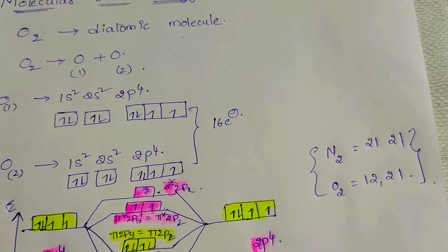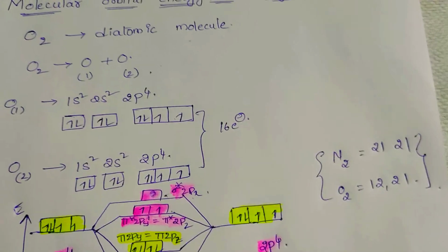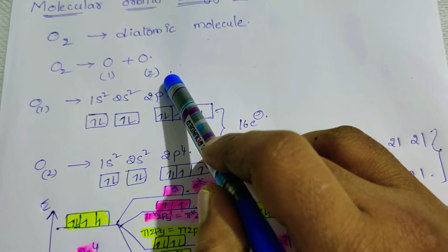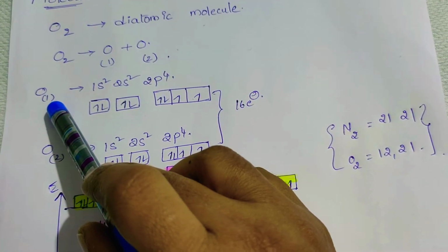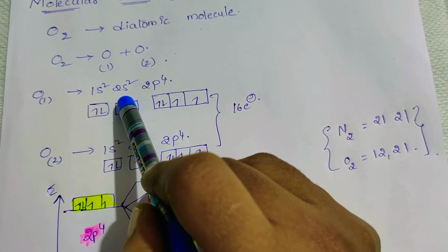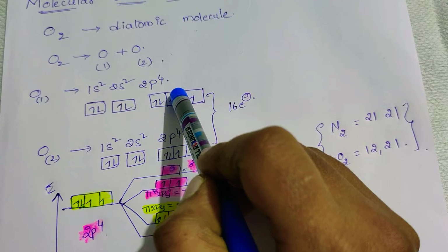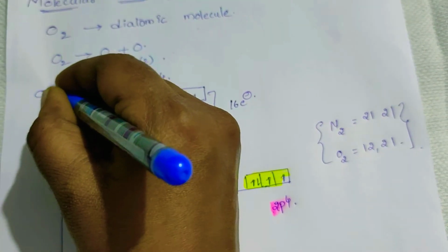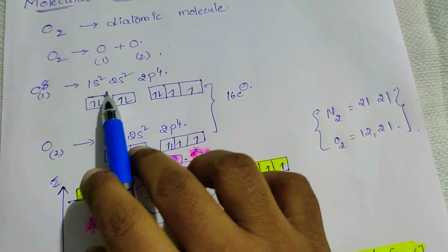In oxygen we are splitting oxygen and oxygen. In the first oxygen I indicate the number 1, and the other oxygen I indicate the number 2. The oxygen atomic number is 8. So the general electronic configuration is 1s2, 2s2, 2p4.